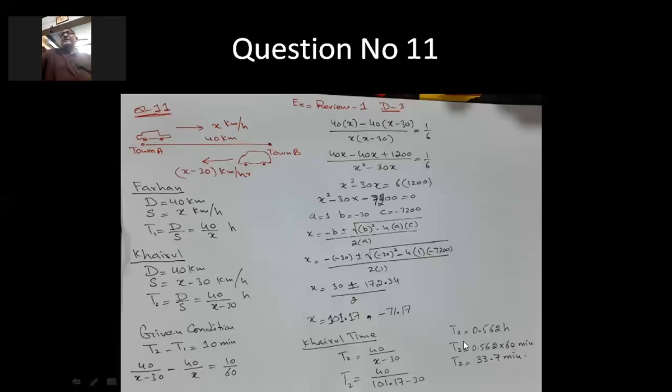So here we have entered that value. So T2 will be equal to 0.562 hours. This is the answer. And then I multiply with 60 to convert it properly into minutes. So you will have 33.7 minutes. So my dear students, that was question number 11 of the review exercise.